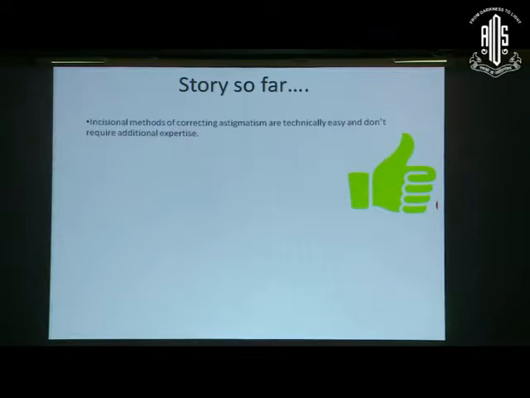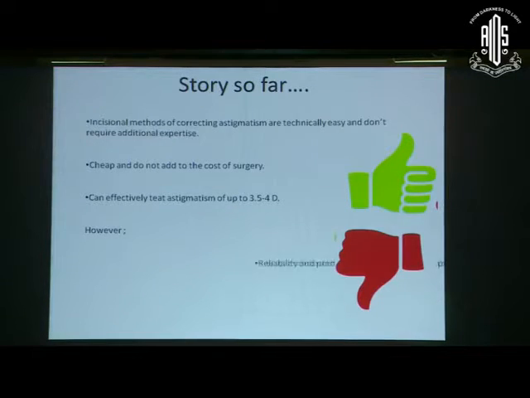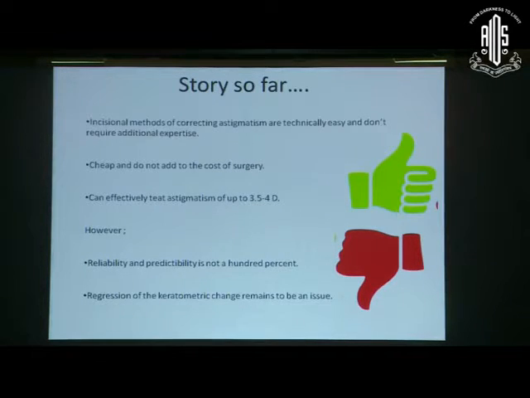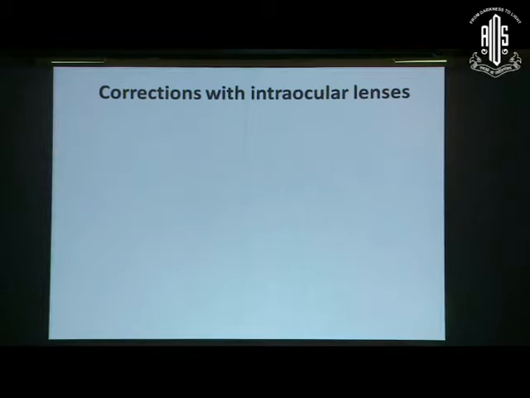So just rounding up the incision part, the story so far: the advantage of correcting astigmatism with incisions is that they are technically easy, don't require additional expertise, they are very cost effective, and theoretically they can treat up to 3.5 to 4 diopters. However, practically, I guess 2 to 2.5 diopters is the maximum that you can get predictably. They do have disadvantages. Mainly, the predictability is not 100%, and regression still remains a big issue with incision methods.